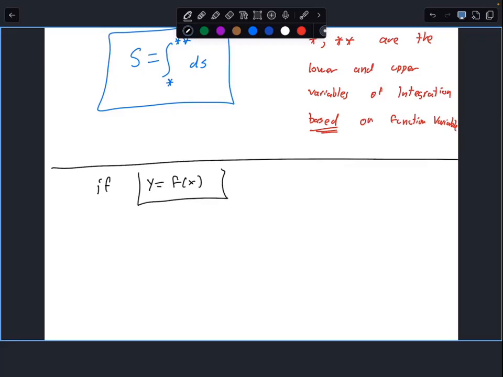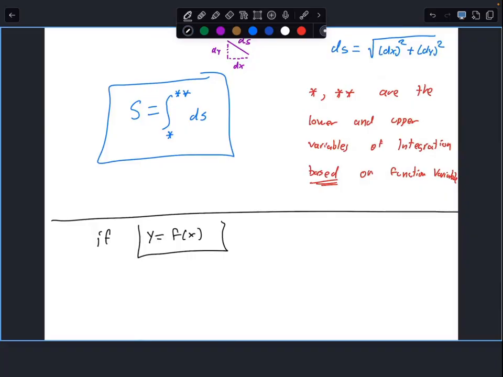Wait, can you rewind a little bit? What do you mean by that again? Watch, I'm going to show you. Yeah, you'll see it exactly. So if y is a function of x, then what do we want our integral with respect to?